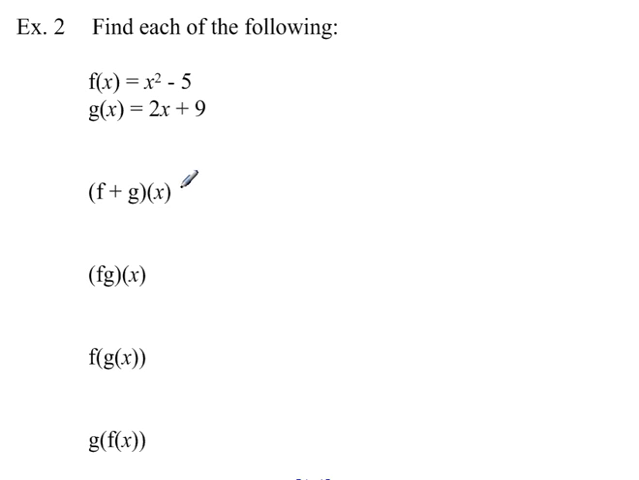So f plus g of x, that means add these functions together. That gives me x squared plus 2x. Combining these gives me plus 4.